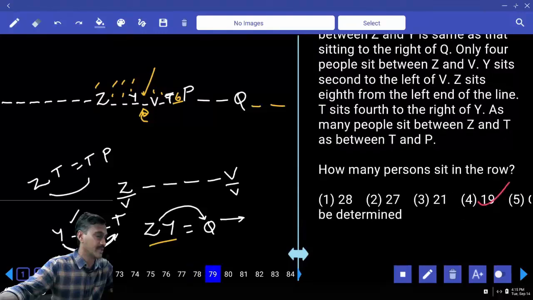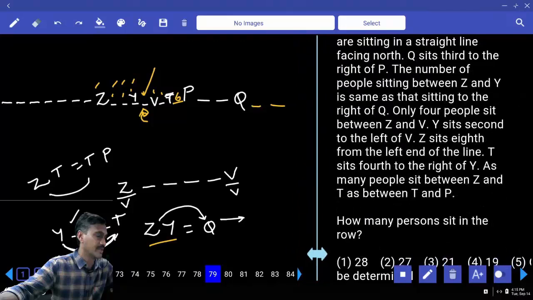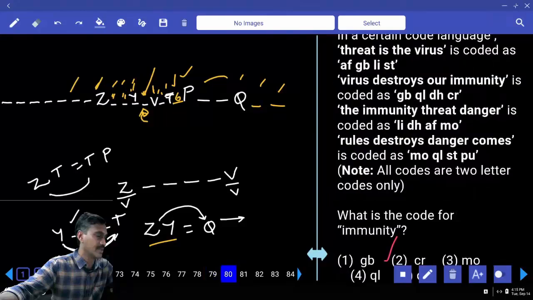And 79. How many persons are there in the row? Tell me here. Count the total number of elements. Now here 3, 4, 5, 6, 7, 8, 9, 10, 11, 12, 13, 14, 15, 15 plus 6, 21, 22, 24, 25, 26, 27. And solve together, there are 27 members. Choice 2 is the answer, question number 79. Done with this? Then coding and decoding.